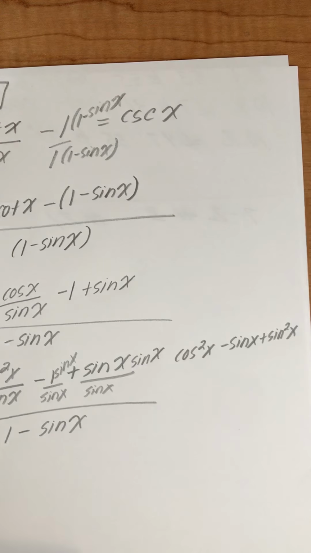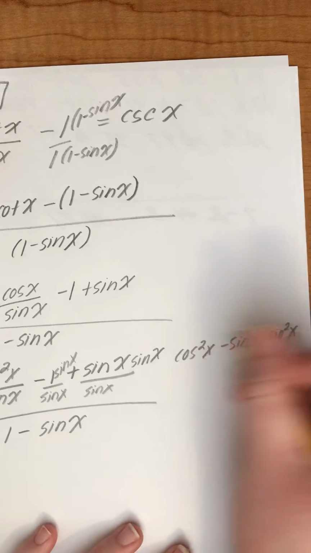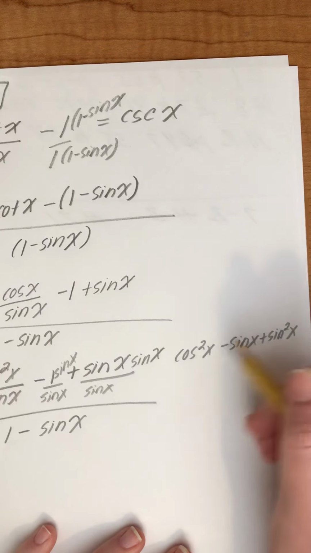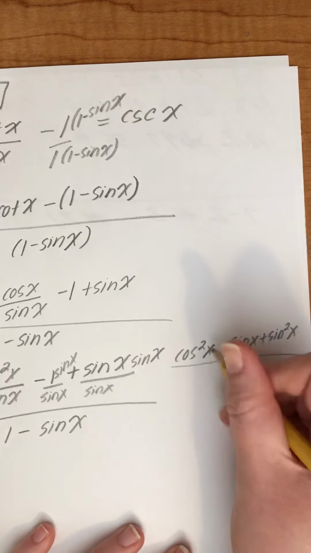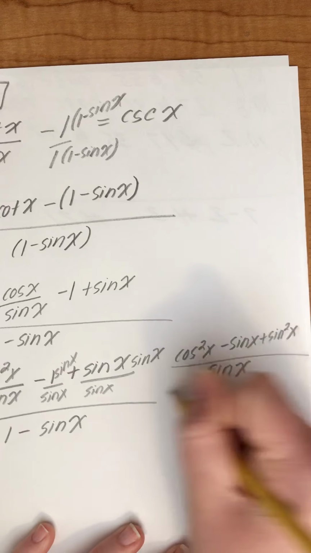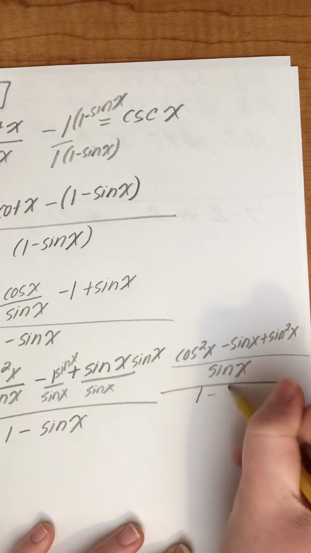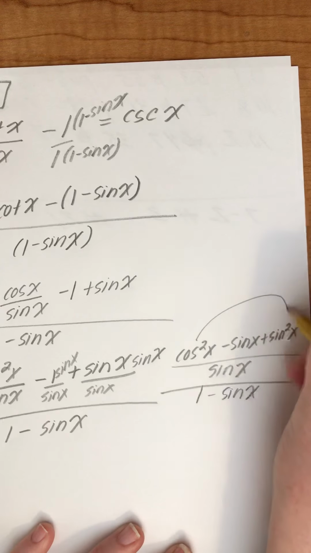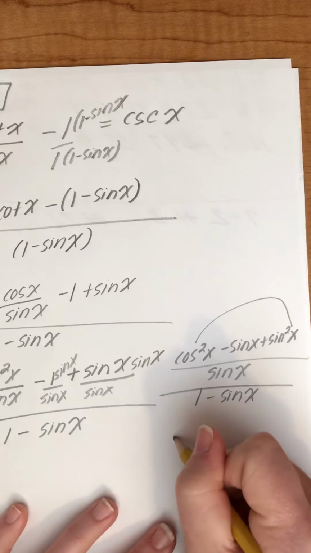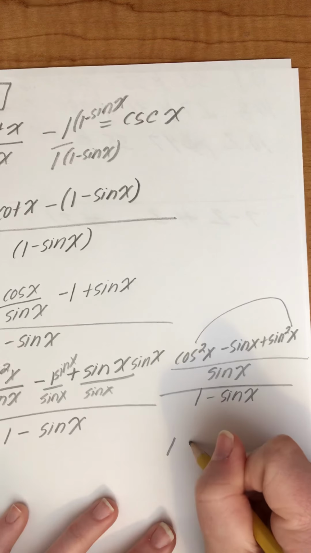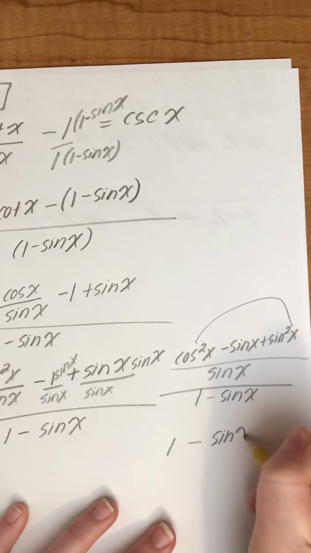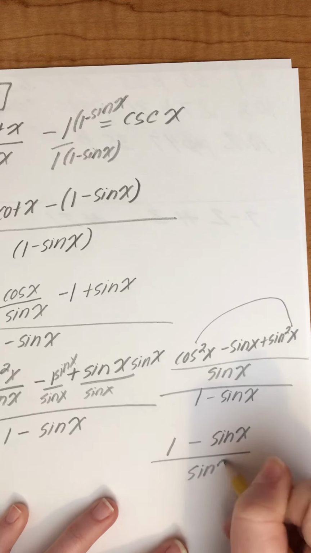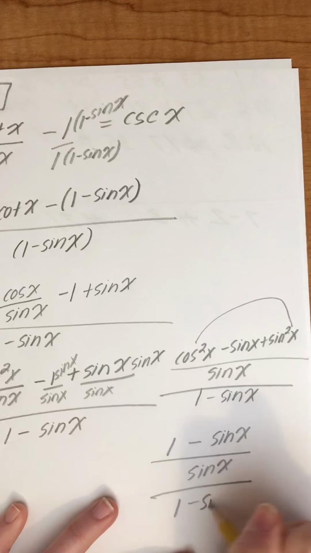So then from there, what we're going to have happen is, look, we have a 1. If we were to reorder this, that's still all over 1 minus sine of x. So now if we were to put these together, that's a 1. So what do we have? I love this one. 1 minus sine of x over sine of x divided by 1 minus sine of x.